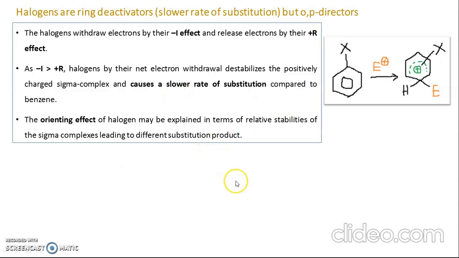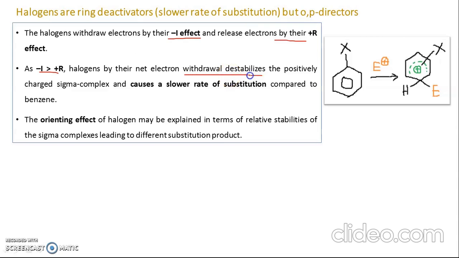First we have to see the nature of halogens, that is their activating or deactivating nature, and also the orienting effect. First we will focus on the activating or deactivating effect. We know that halogens have a negative inductive effect, so they withdraw electrons by their negative inductive effect, and they have another property that they can release electrons by their plus R effect also.